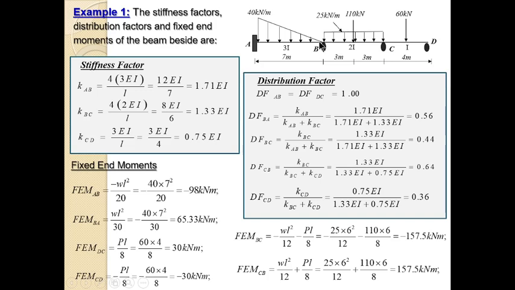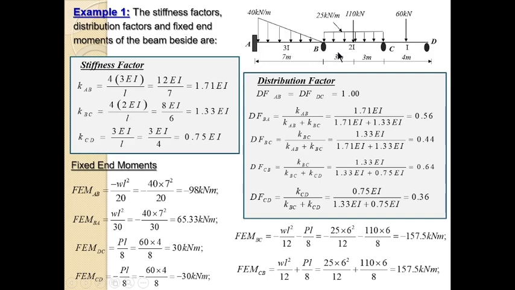For such a case, the stiffness is usually 4EI all over L. That's why we have 4EI all over L. The 3 here is because in this span, the moment of inertia is 3I. So we now have 4 times 3EI all over L. If we calculate that with the length, we now have 1.71 EI. That is the stiffness of span AB.